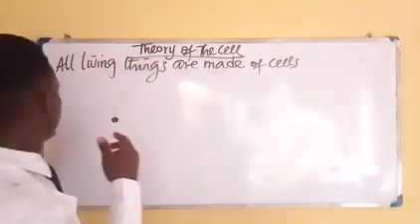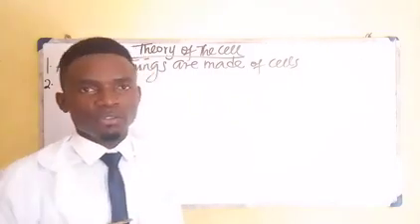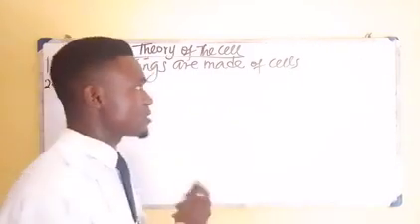All right. Number 4, the cells come from pre-existing cells. Who stated that? It's not Rudolf von Virchow.